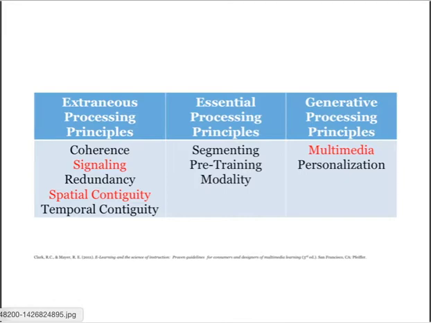Essential processing focuses on the student's ability to sort through the incoming stimuli and attend to the relevant data. We use segmenting, pre-training, and modality to help us create content to reduce this load. And finally, generative processing helps the learner organize the information into structures and then integrate it with that existing knowledge. So we use multimedia and personalization principles to guide us in course content to reduce generative processing functions. Today, however, we're going to focus on three of the principles: signaling, spatial contiguity, and multimedia.